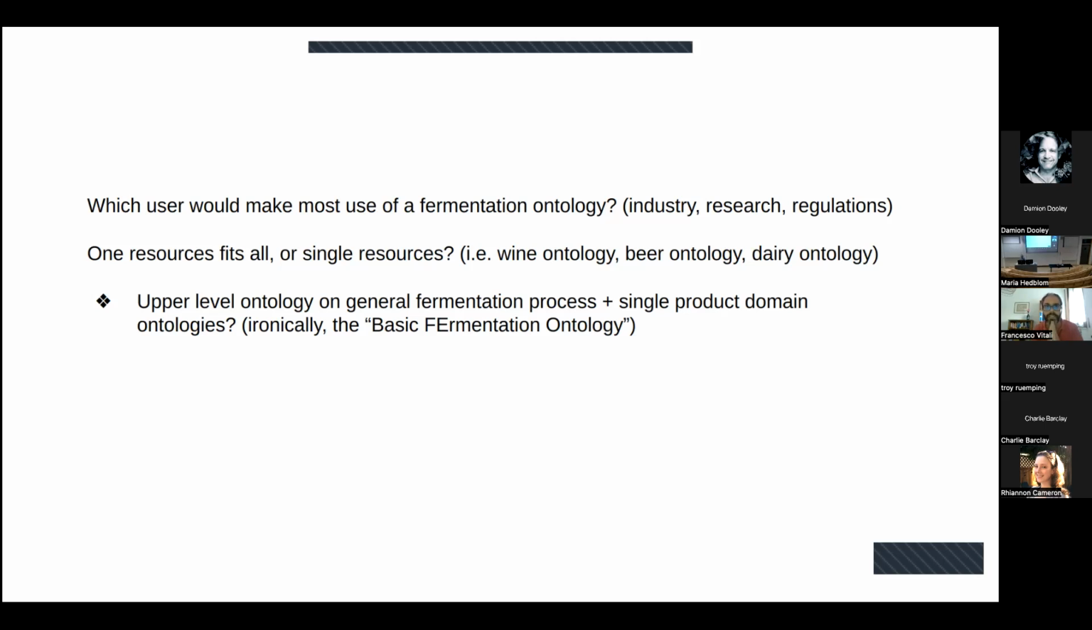Another thing that we may discuss is whether one solution can fit all, or if we need single resources. So do we need a wine ontology, a beer ontology, a dairy fermented food ontology, or could we, I say ironically, develop a basic fermentation ontology? This is referring ironically to the Basic Formal Ontology. So a set of upper level concepts which are general for every fermentation process. And as a microbiologist, I would say that what is general to any fermentation process is the biological process behind the industry. And then have a set of other domain-specific ontologies building on those general upper level concepts.